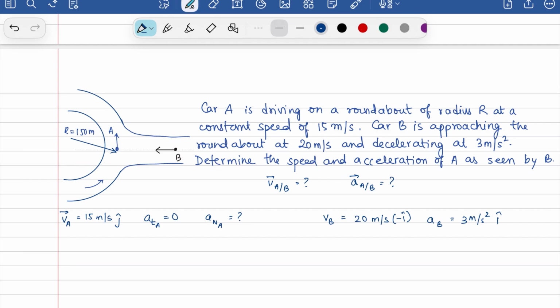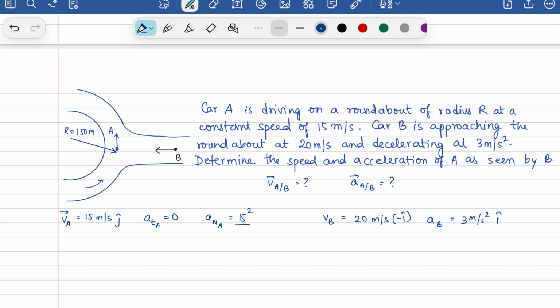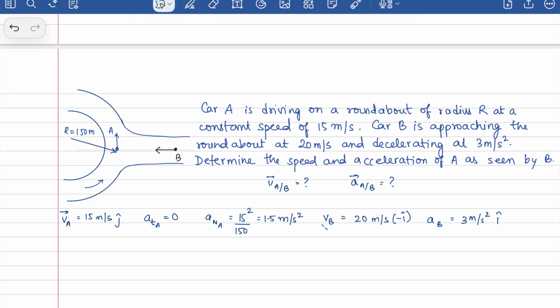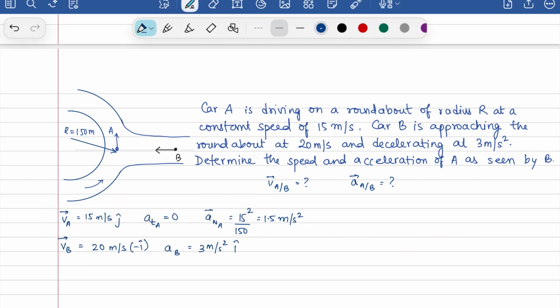What can we say at this point? The acceleration of A tangential is 0. Normal, we can directly say that this is v square over r. So magnitude is 15 square over r being 150, which should give you 1.5 meters per second square. What direction is that going to be? What direction is the normal component of A? It's going to be towards the center, right? So it's minus I hat.